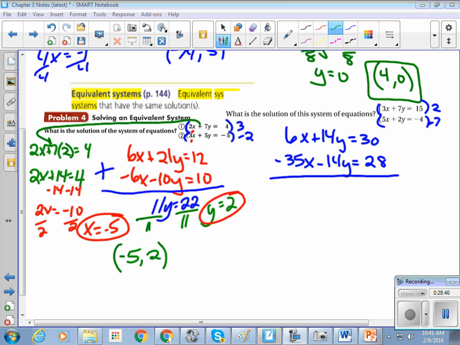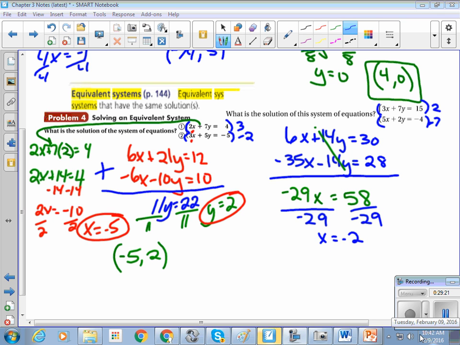6x plus negative 35x is negative 29x equals 30 plus, this cancels, 30 plus 28 is 58, which, thank goodness, is 2 times 29. Divide both sides by negative 29. Phew! Thank goodness, 58 divided by negative 29 is negative 2.